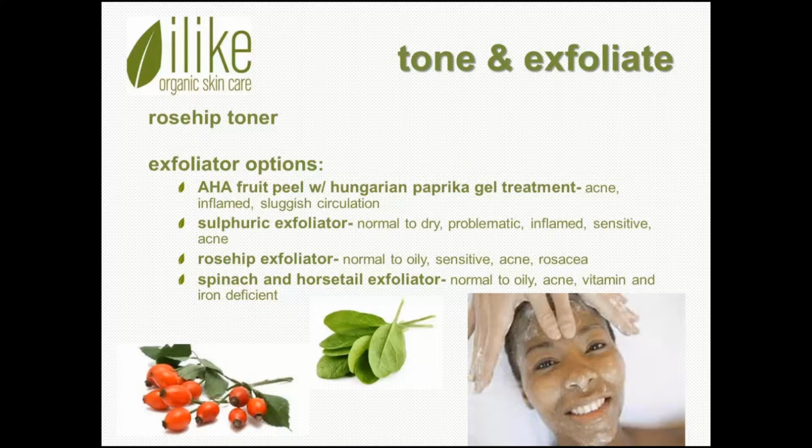We have a few options for our exfoliator depending on what our guest's skin can handle and what we think is appropriate for their particular condition. One fabulous option is the AHA fruit peel with Hungarian paprika gel treatment. This is a treatment, of course, that we use as a layering method. The AHA fruit peel, which is a 20% acid peel, layers on in a nice thin layer, and we put the Hungarian paprika gel treatment on top.